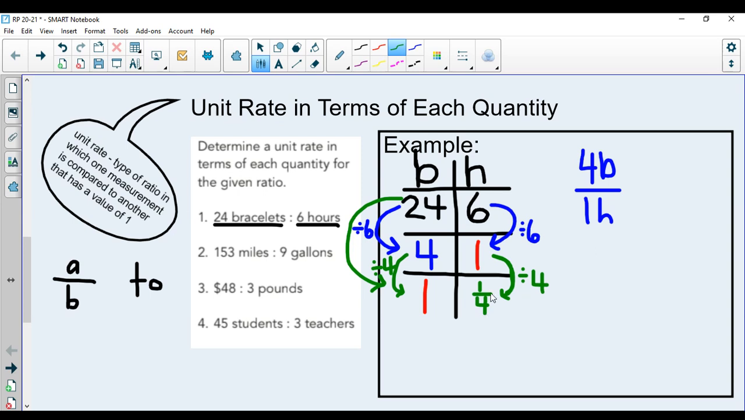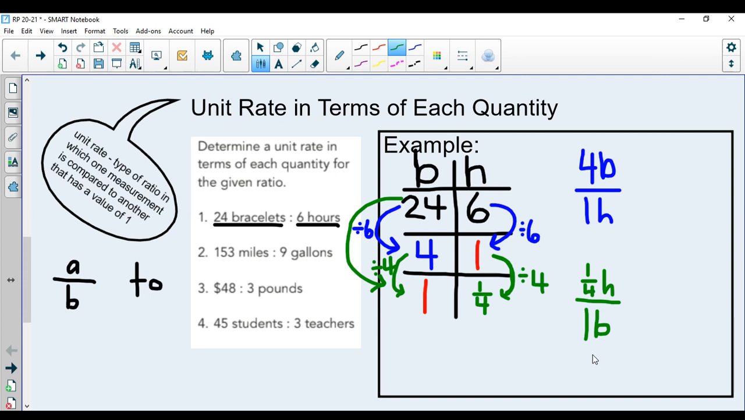When I write this, when you have a unit rate, get in the habit of putting the 1 in the bottom. So here, 1 bracelet would take 1/4 of an hour, which I know is 15 minutes. So I could also say it's 15 minutes per bracelet. Either way, that would be equivalent.